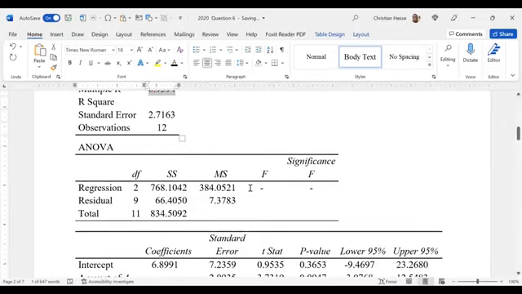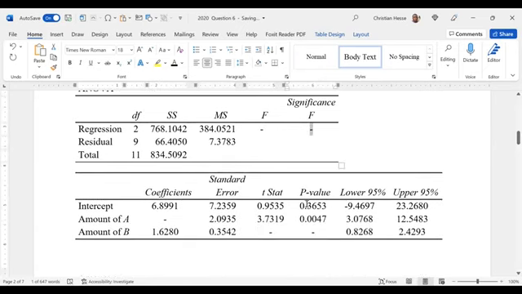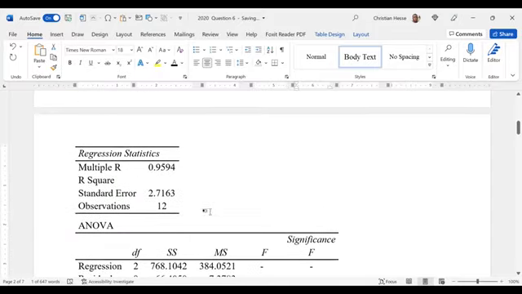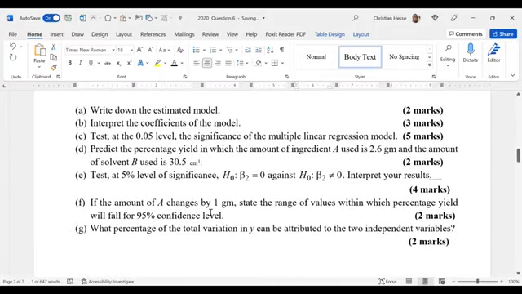So here too, the F value is omitted, and the P value is also omitted. Then when you come to the last table, one of the values is omitted, and the two values here are also omitted. Okay, so we answer the question below.